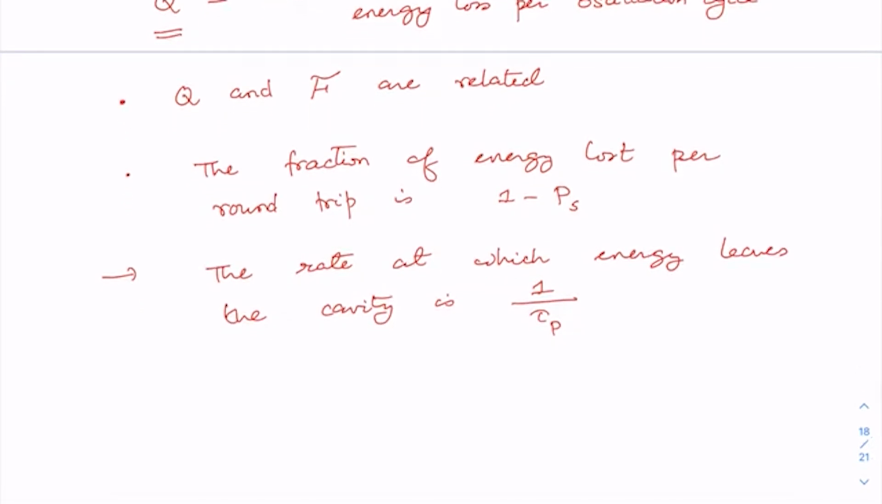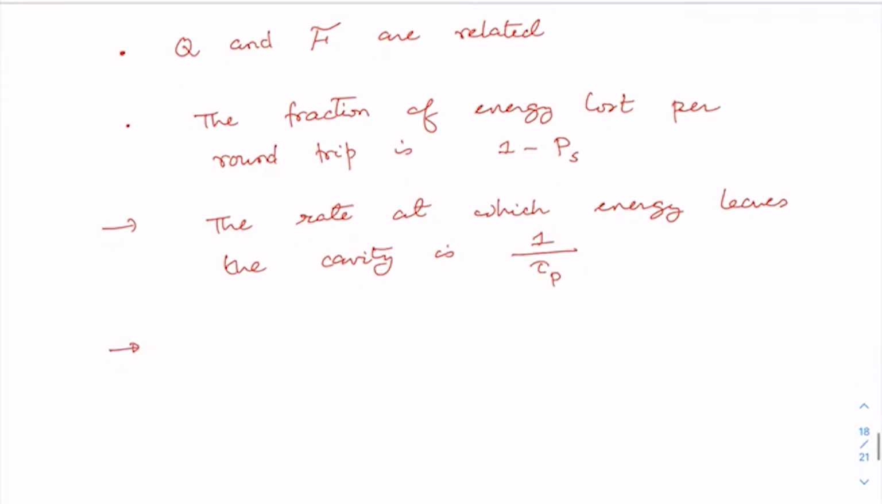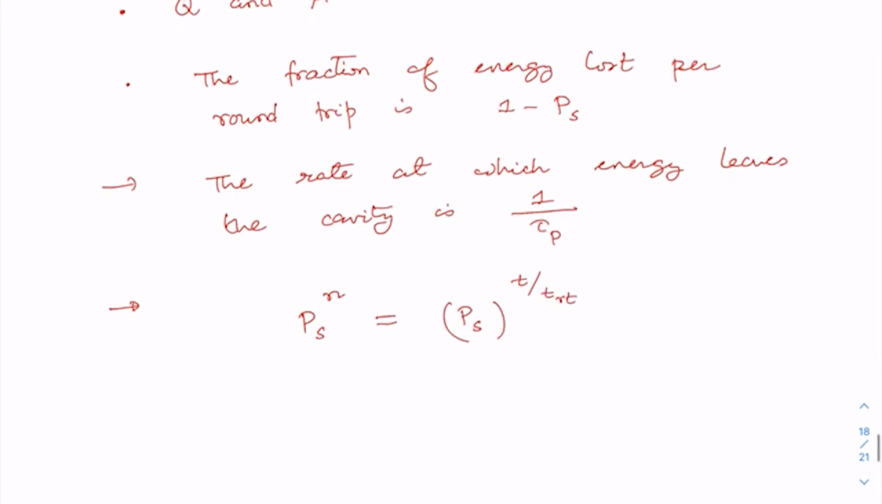We can understand it this way also. In terms of survival probability, the probability to survive n round trips in the cavity would be ps to the power n. For one round trip, survival probability is ps. For n round trips, it is ps to the power n. This we can write as ps to the power of time divided by one round trip time. We can write it in this form: e to the power t by TRT, that is the round trip time, into the logarithm of PS with base e.